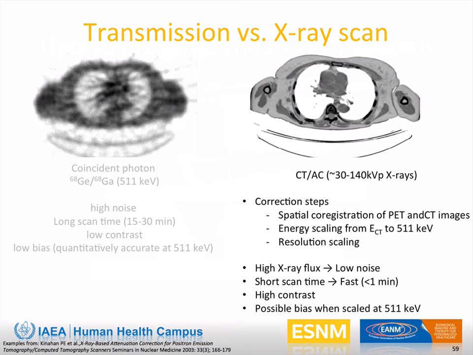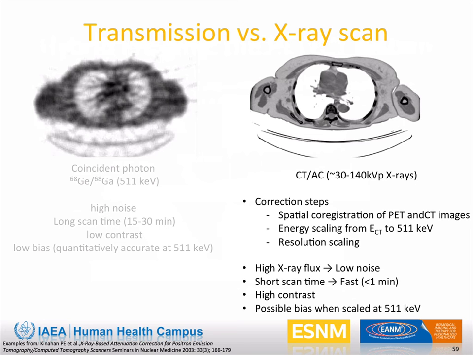A further advantage of the hybrid PET-CT is the possibility to obtain attenuation coefficients from CT to be used, after some corrections, for the attenuation correction of PET data, thus further improving the quantification capability of PET. The correction steps include the spatial co-registration of PET and CT images, the energy scaling, and the resolution scaling obtained by smearing the CT image to the PET resolution.